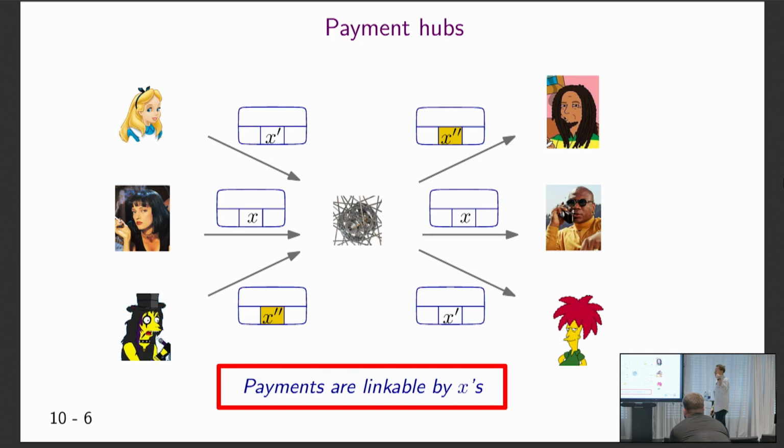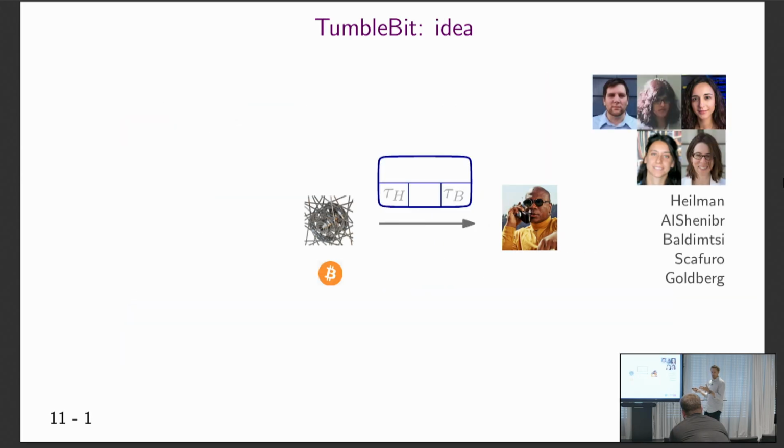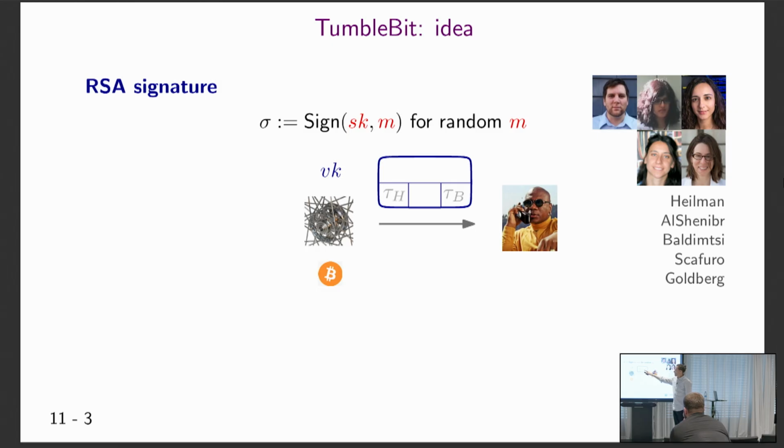So a question was, can you have the same functionality, the same security, but in a transparent way so that you don't see who sends money to whom? And that's what Tumblebit, which was a proposal like 10 years ago by Heilmann et al., achieved. The idea was to use blind signatures in a very specific way, namely to replace the condition of asking for a hash preimage to redeem a transaction by the condition that you need a certain signature under the hub's verification key to take this money, right?